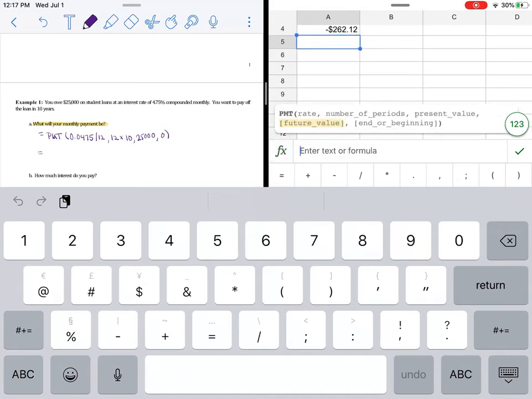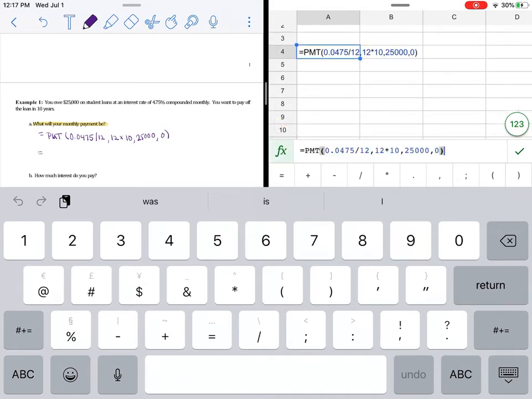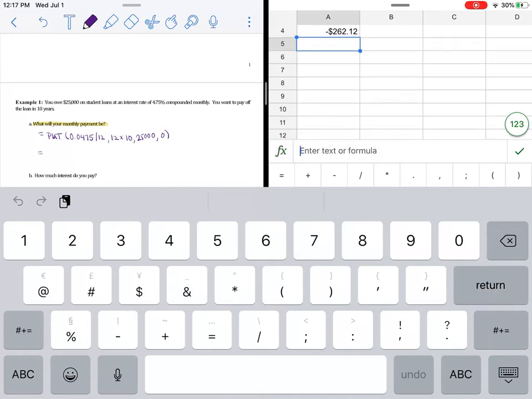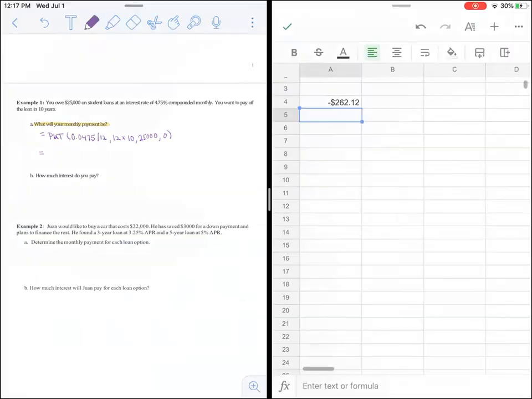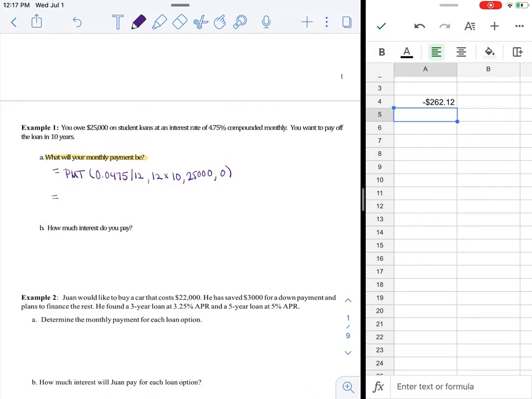So this is pretty great. It tells us that our monthly payment will be $262.12. So I'm going to go back here, get rid of this guy, give me some more space.